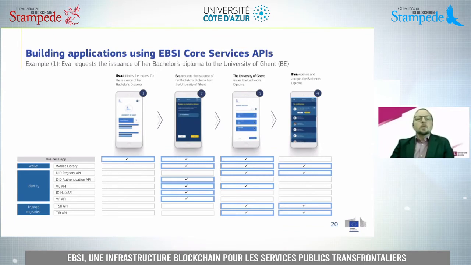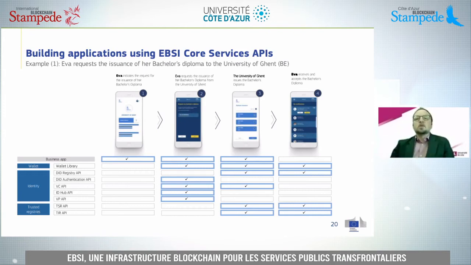So if you issue a diploma, the user, in a business app, the wallet initiates the request for the issuance of his or her bachelor diploma, and then asks that to the university, here in the example, the University of Ghent. So the business app, the wallet, asks the wallet library, so the services of EBSI. The ID authentication API enters into play, the verifiable credential, the ID hub, verifiable presentation are all used to build the request to the university.